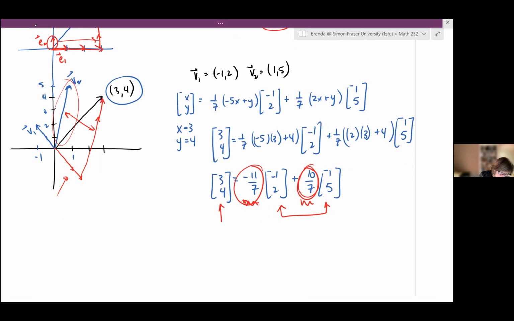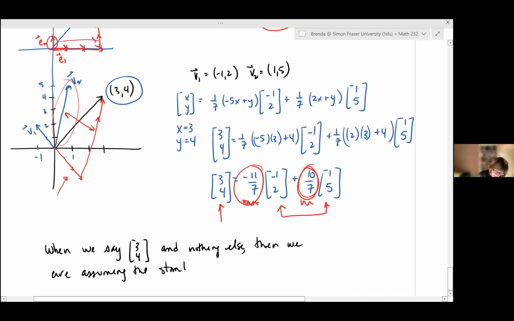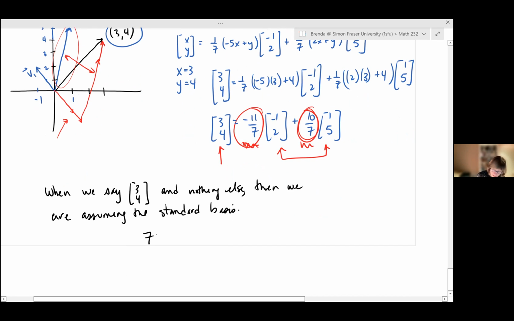I've said this before, but just to emphasize this, when we say 3, 4 and nothing else, then we are assuming the standard basis, but it does not have to be that way. Let me give you a quick analogy. What happens when I go like this? You're like, hey, that's number 7. I hope that's what you do. And then that to you should indicate, pictorially this. There's 7 little rocks on the ground.